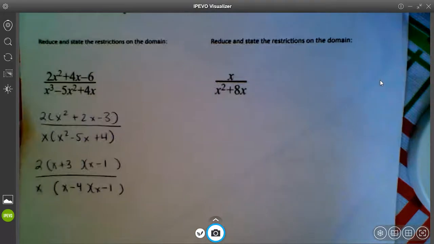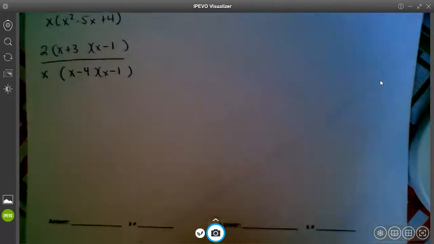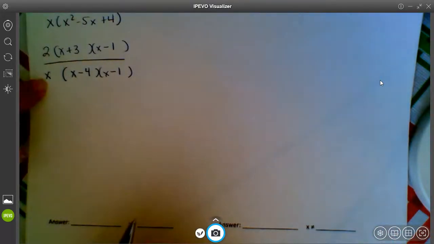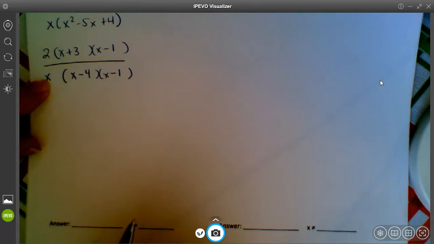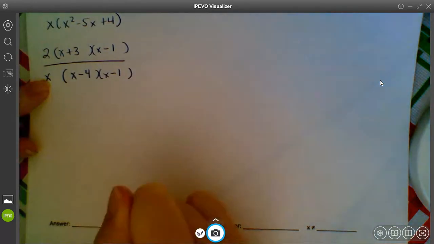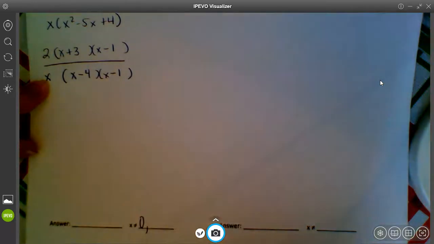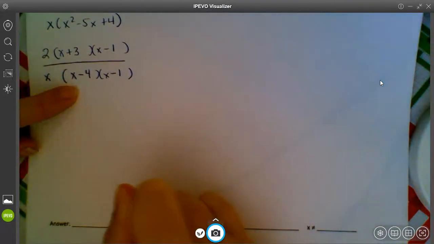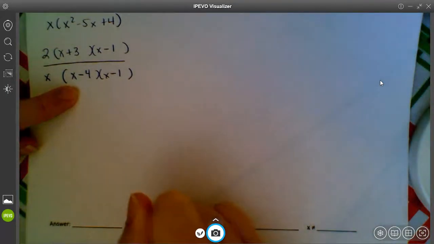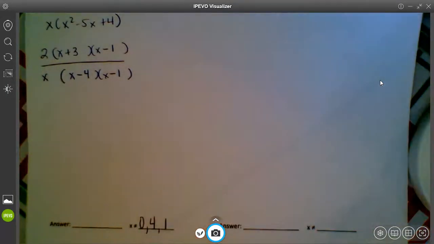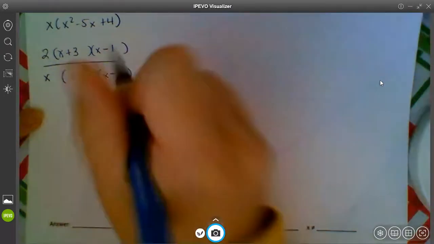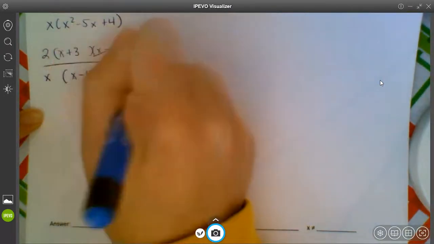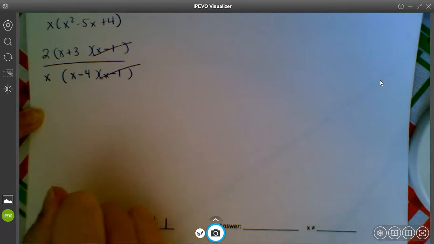Now I need to restrict the domain. So I'm looking at the bottom and saying, okay, well, this is the first factor. It's just x. Well, just x means x can't equal 0. X minus 4, x can't equal +4. X minus 1, x can't equal +1. There's my restrictions. Now I'm doing eliminating. Bam, bam. And here are the survivors.